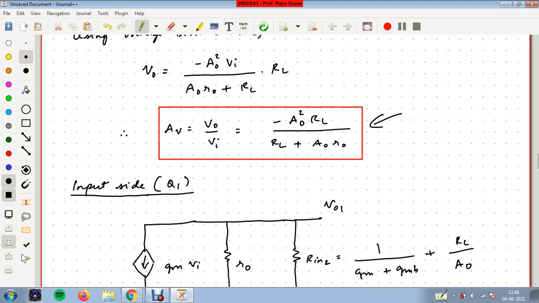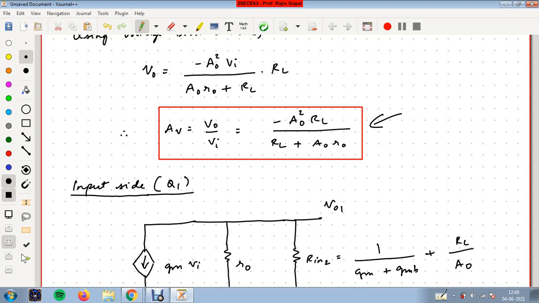But there is a problem here. If you keep on increasing RL, there will be certain effects, certain Miller effect seen at Q1, the transistor Q1. If you go back to your frequency response of the common source amplifier, we had a capacitor called CGD, which connects gate and drain. The time constant due to that CGD also has the element RL in it. In that formula, you also have RL in it.